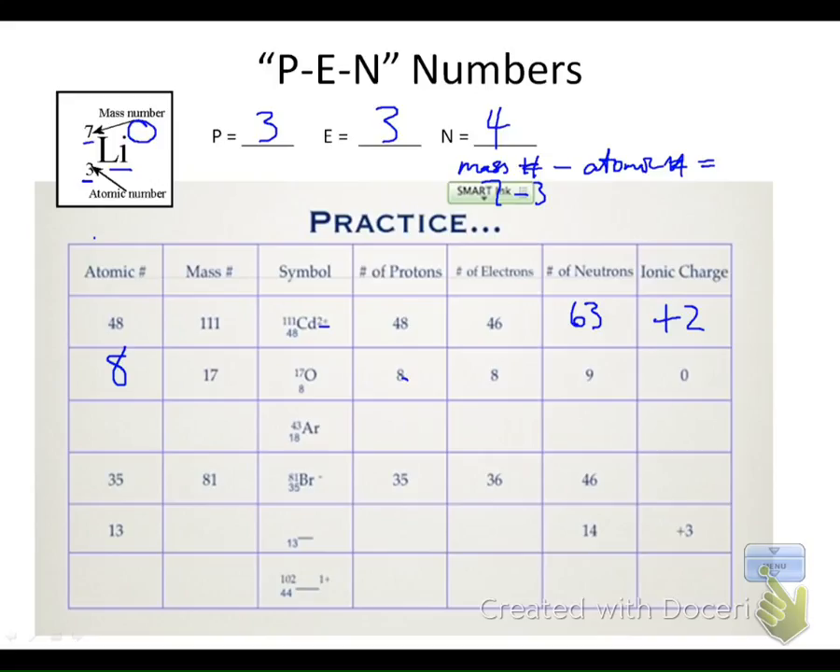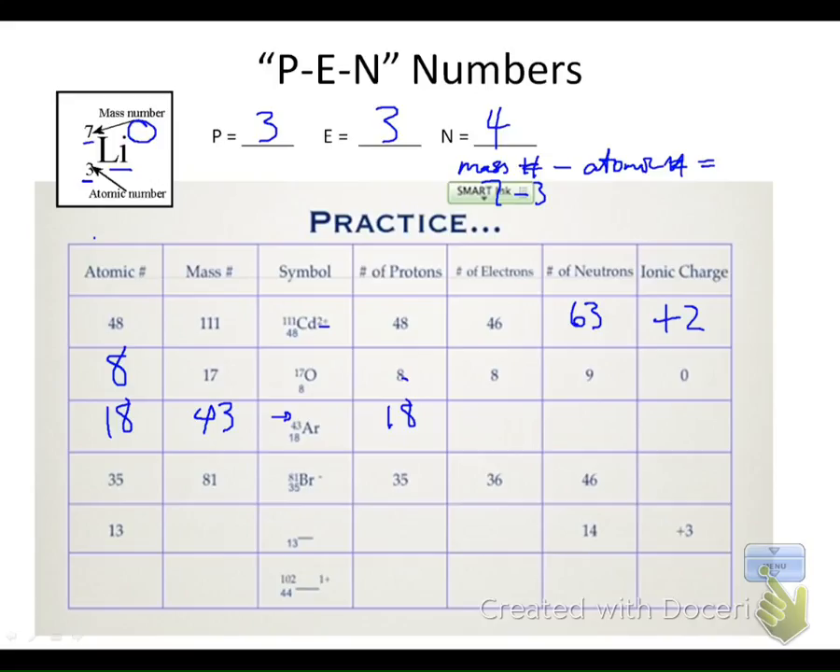So let's go to the next row. We have argon 43. Okay, it's argon. The atomic number has to be 18. Protons has to be 18. The mass number from the symbol is given on top. The mass number is 43.